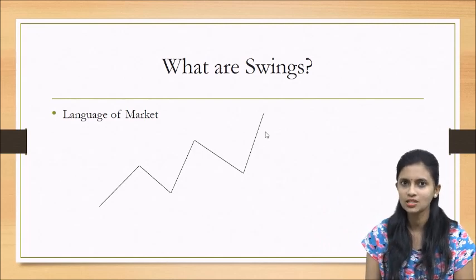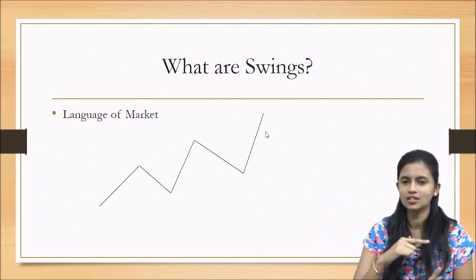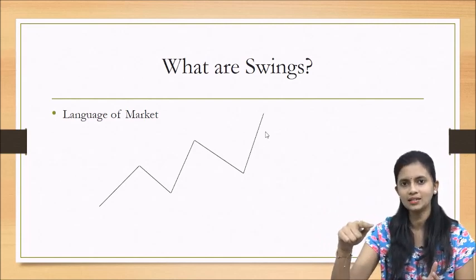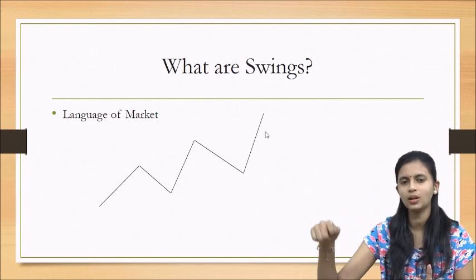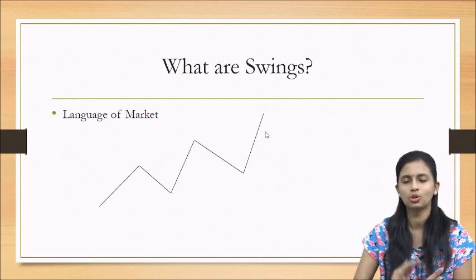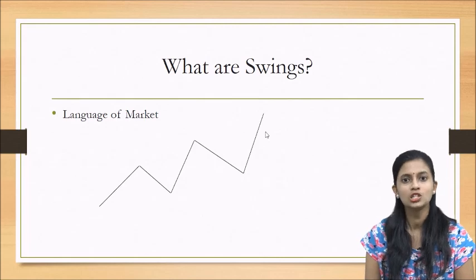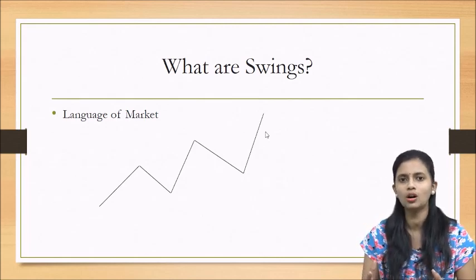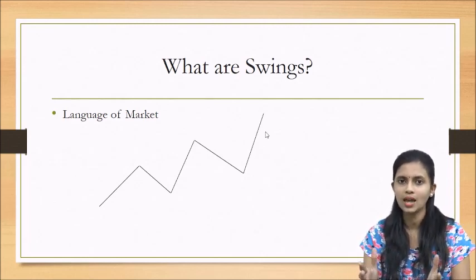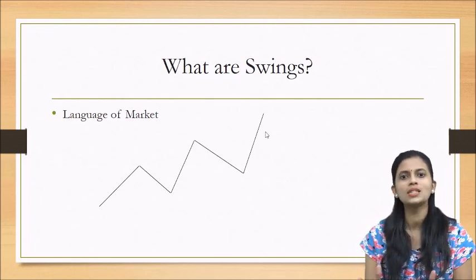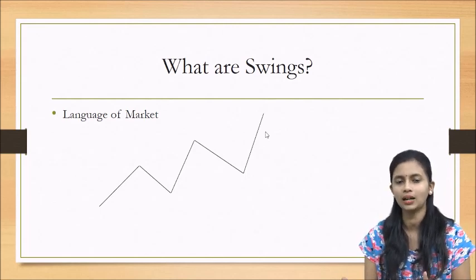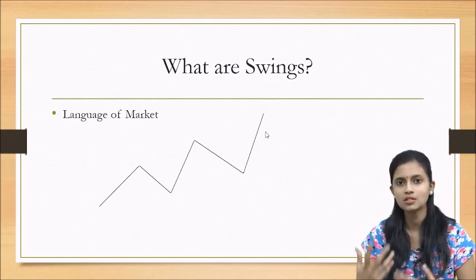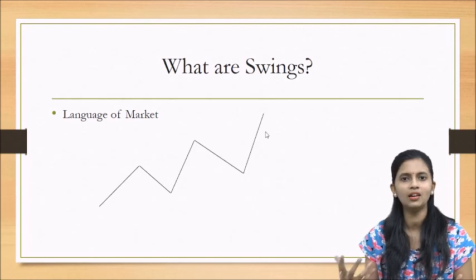Similarly in the stocks, we have the stock moving up, again taking some rest, that is coming down, again it will move up. So these types of movements are called swings. Basically when we read the chart, we should be able to read the sentiments of the market. For this we use swings as the base. So swings are nothing but the language of the market. The person who masters reading the swings will be an effective trader.